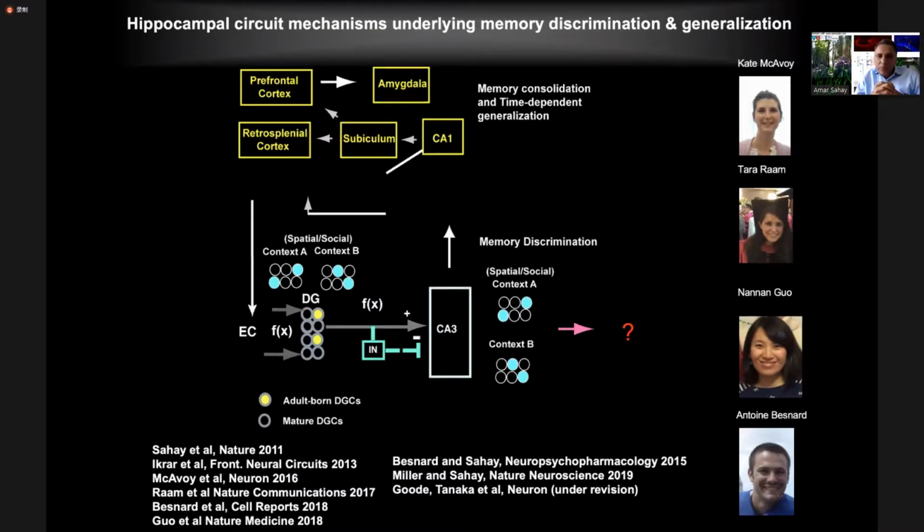Kate McAvoy, when she was a postdoctoral fellow in the lab, identified a role for adult-born neurons in encoding similar contexts in non-overlapping populations of neurons in the dentate gyrus. Tara Ram, when she was a graduate student in the lab, identified a physiological role for oxytocin receptors in the dentate gyrus CA3 circuit in the discrimination of social stimuli. Nanan Guha, who's currently a postdoctoral fellow in the lab and who's on her way to starting her own lab, recently identified a causal role for feed-forward inhibition in the dentate gyrus CA3 circuit in governing the extent to which memories generalize with the passage of time. And Antoine Benard, who's also a postdoctoral fellow in the lab, identified a transcription factor that mediates the effects of stress on fear generalization. And we'll hear more about Antoine's contributions in the seminar today.